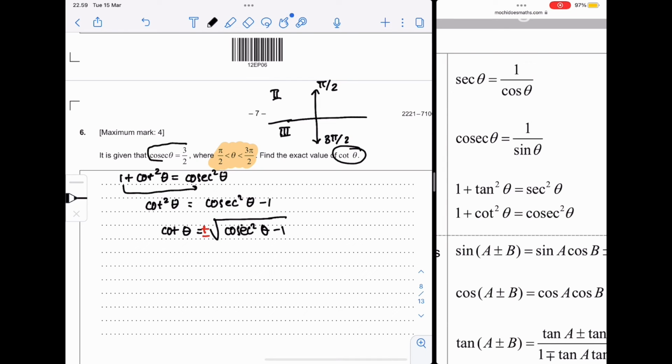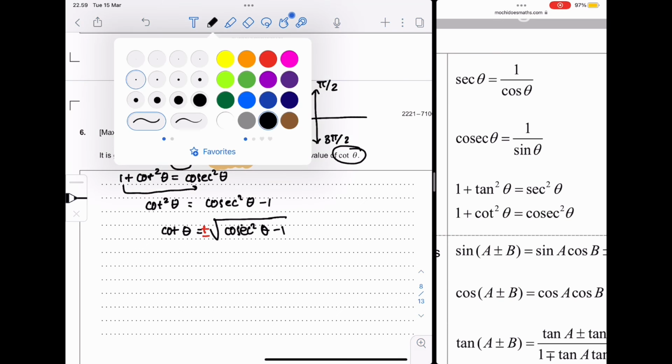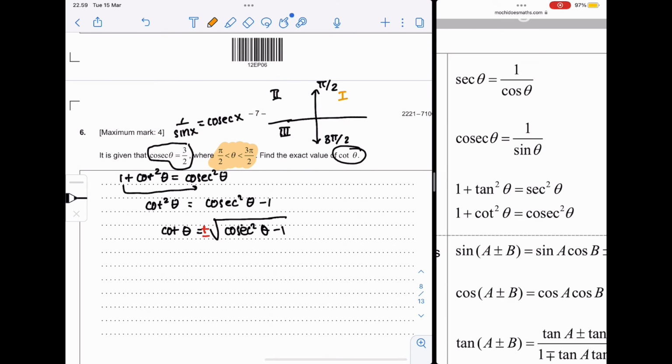But since the cosec is positive, cosec is the reciprocal of sine x. The reciprocal of sine x will be your cosec. The positions where the sine is positive are in the first or the second quadrant. Okay, but since the domain given here only lies in the second to third quadrant, your position is in the second quadrant.